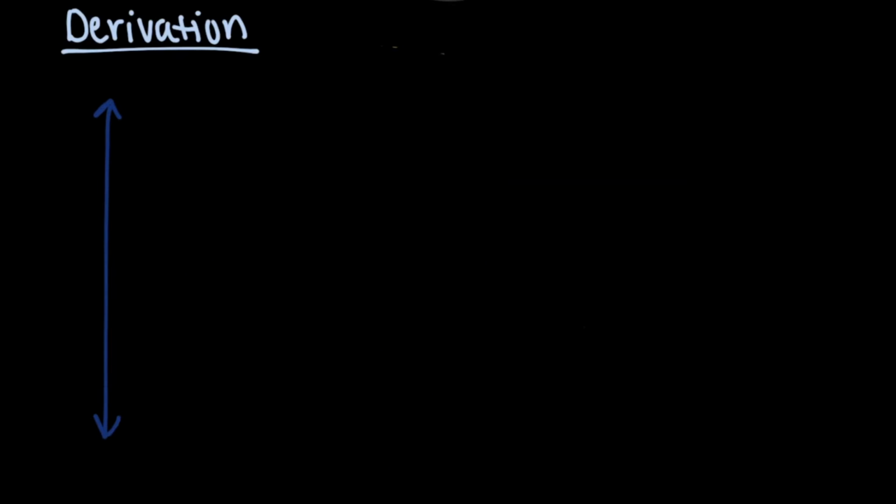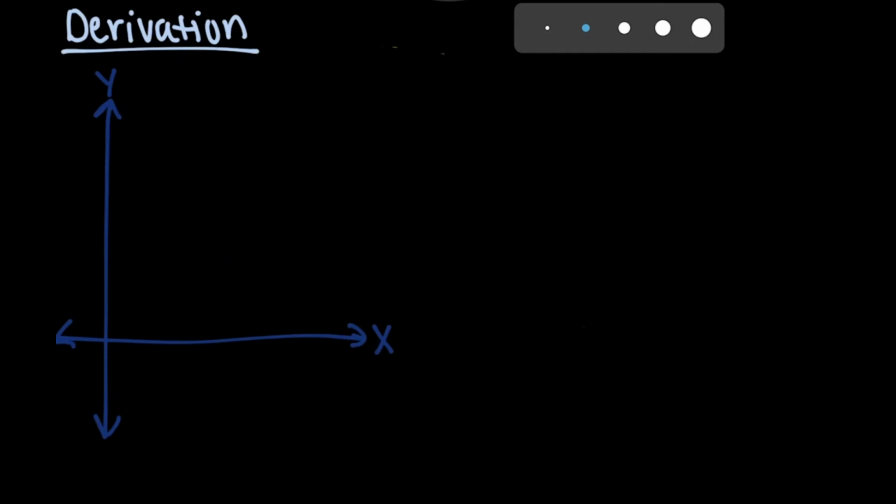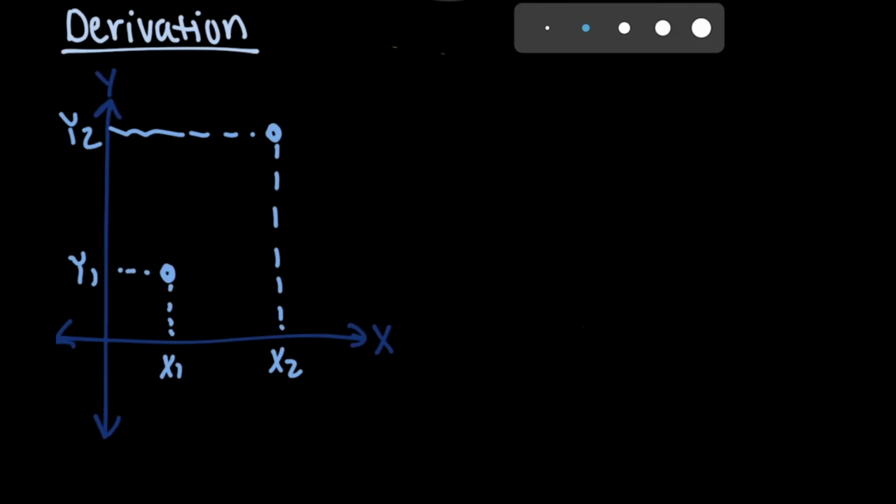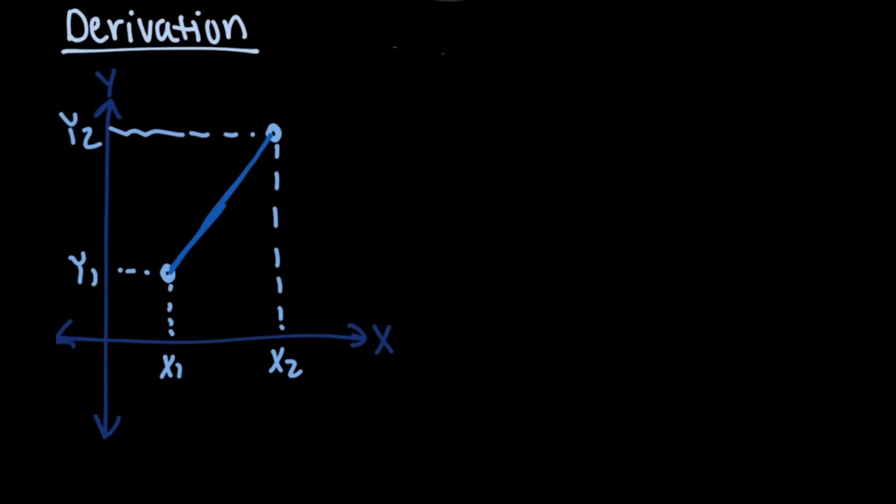So for this next part of the video, I'm going to cover the derivation of where this equation comes from. So let's say that we have a coordinate system like this. And we'll say our first point is at (x1, y1), and our second point is at (x2, y2). And what we want to do is find the distance between the 2 points.